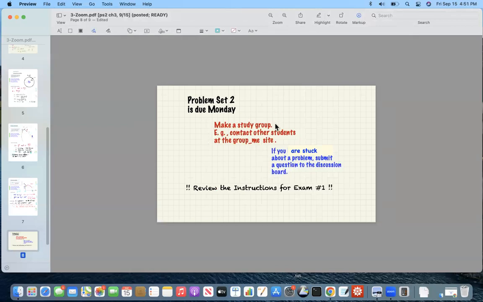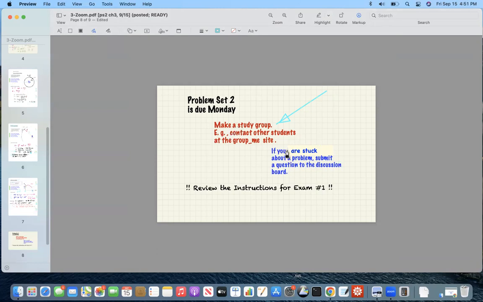Also, you should have a study group. You should try to find some other students taking the class who are living nearby, or maybe have the same major. Maybe there are students taking other classes which you're taking. If you're a packaging major, you might know a student who's majoring in packaging and taking this course. You can contact other students at the GroupMe site if you don't know anybody else.